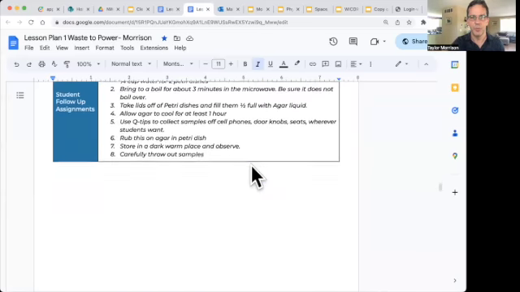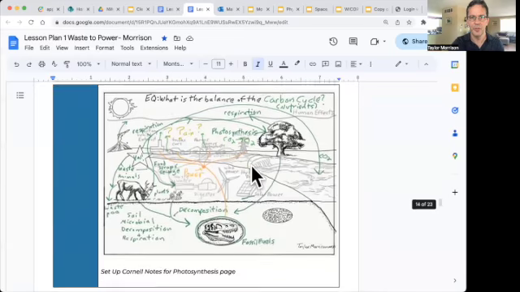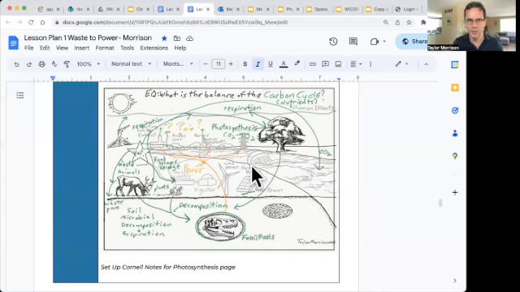Okay, some more experiments here. Different ideas you can do. Here's the second panel of the storyboard. Central question is, what is the balance of the carbon cycle?